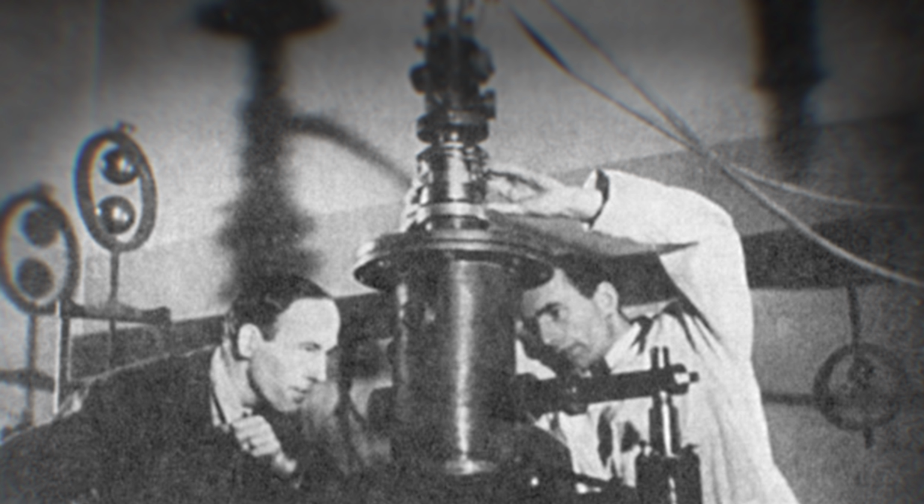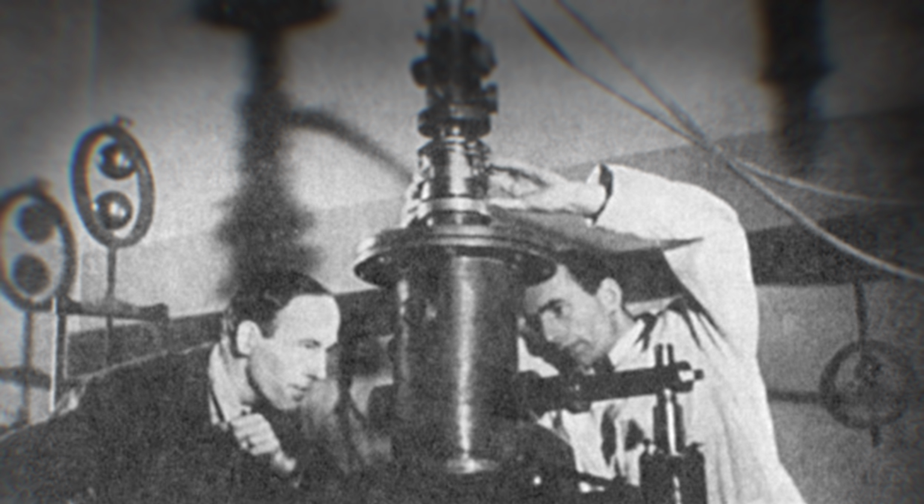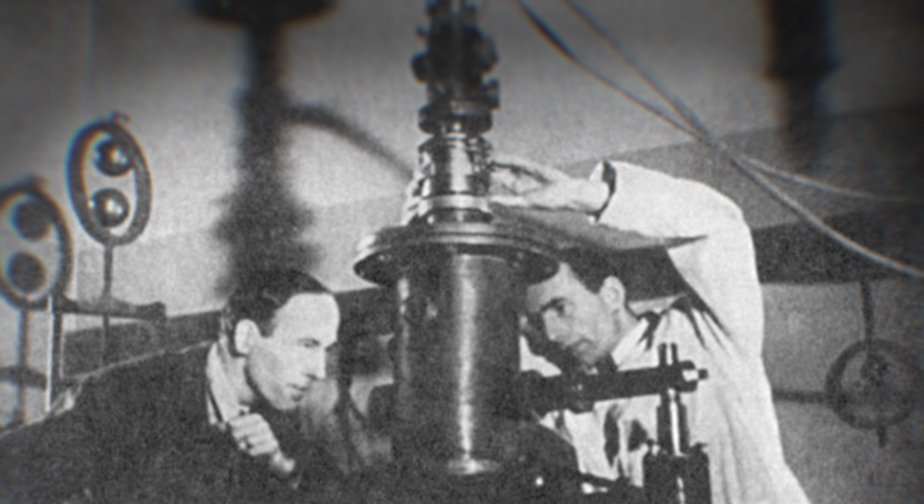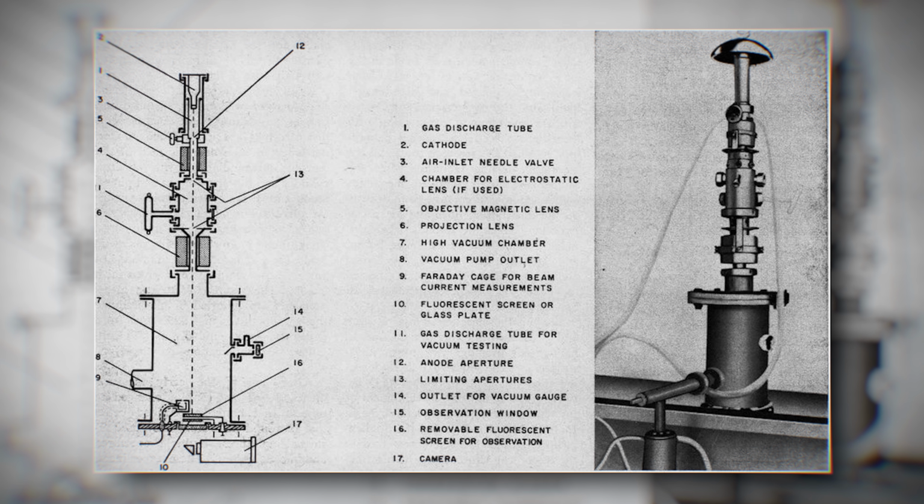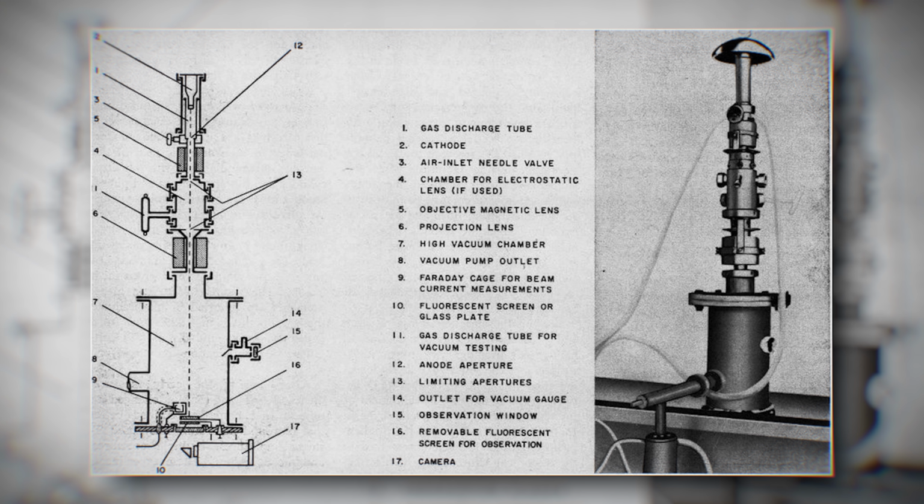By 1931, Ruska and his colleague Max Knoll used this kind of design to build the first working electron microscope. It was pretty basic, made of brass roughly bolted together. But it worked.